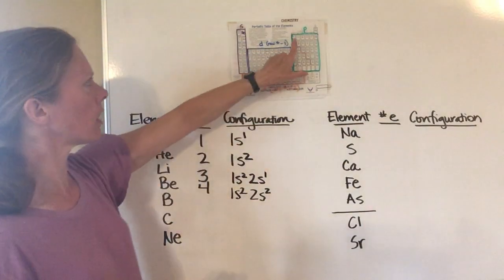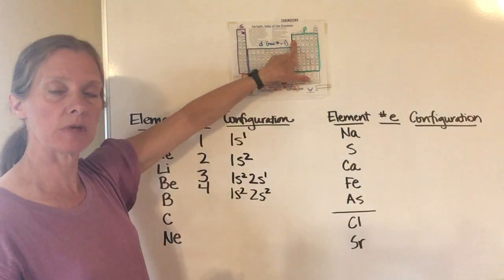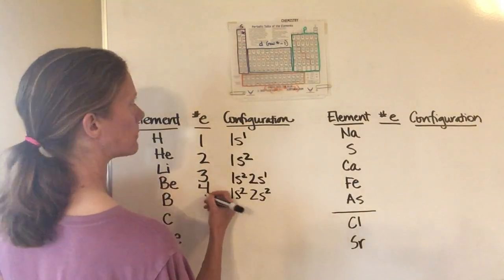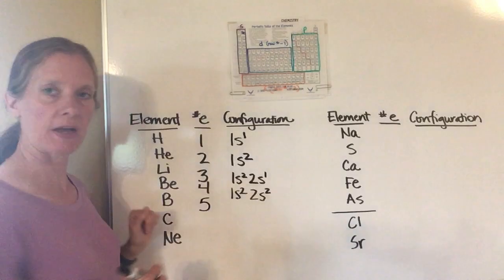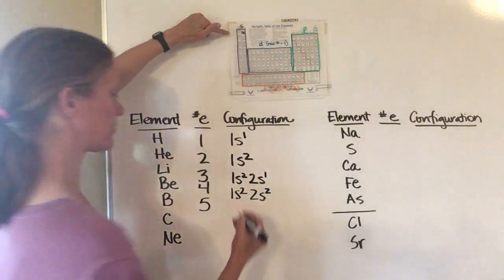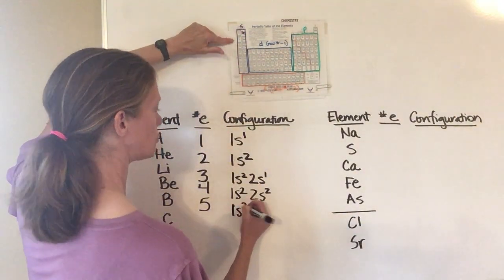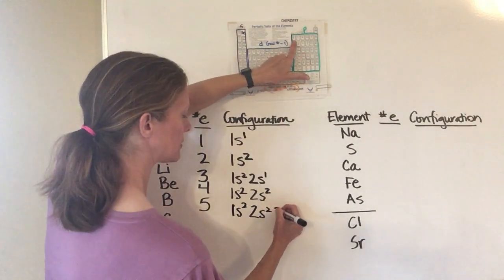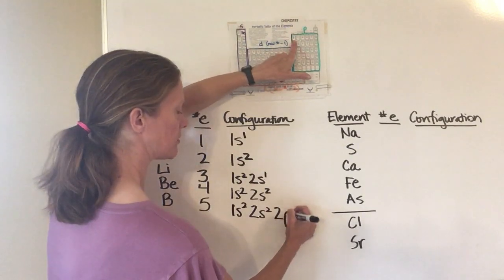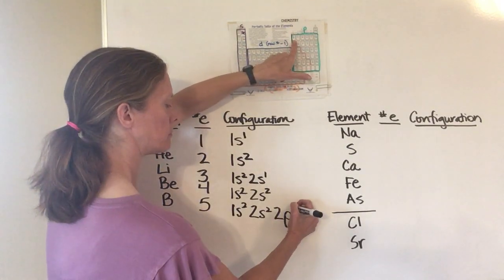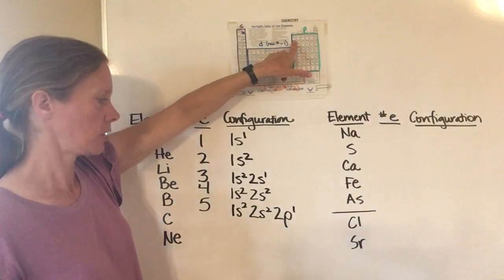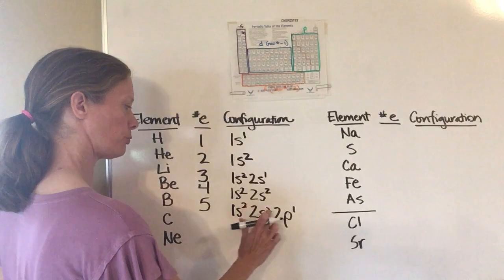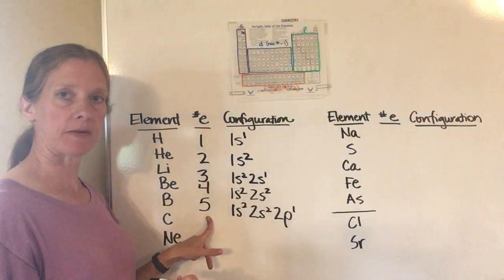Okay, let's look at boron. Now I'm over here in the p orbitals for the first time. So in the p orbital, boron has 5 electrons. Again, we start at the top, we work our way through. So 1s2, 2s2. Now I'm over here. I'm still in the second row, but now I'm in the p block and I'm in the first column. So it's 1s2, 2s2, 2p1. And if you add these up, 2 plus 2 plus 1 gives me 5.